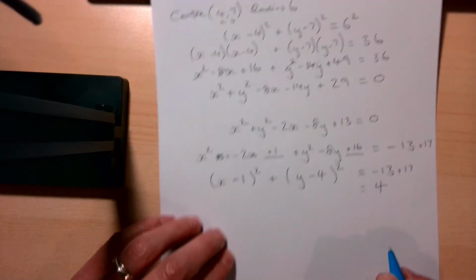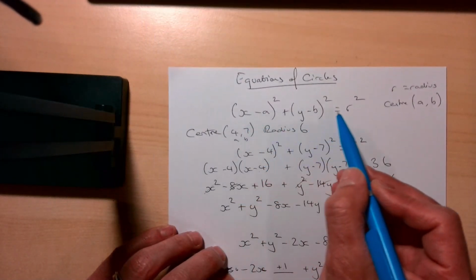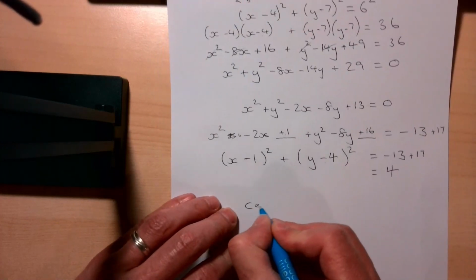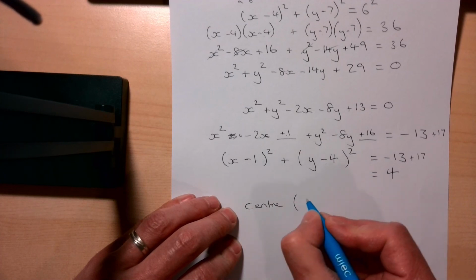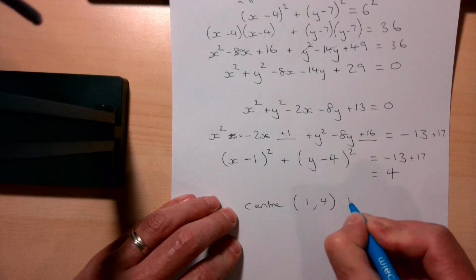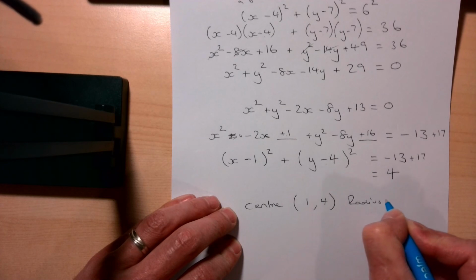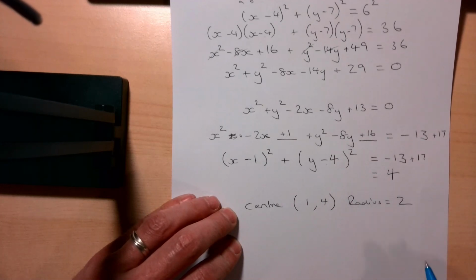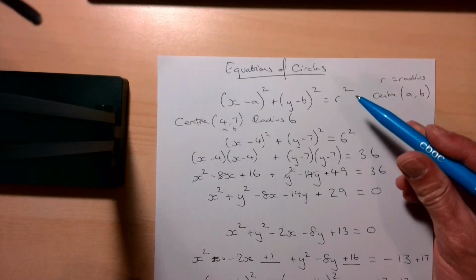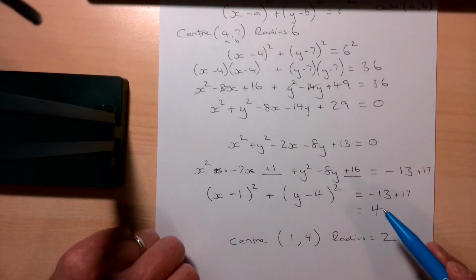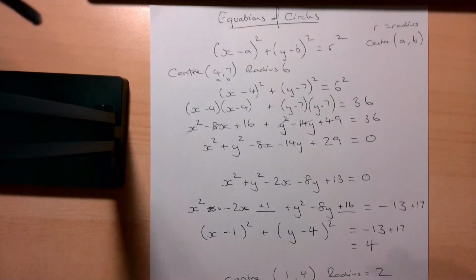Let's remember what our formula is there. So our centre is at 1, 4, and the radius is 2, because remember that constant there is r squared, and that's 2 squared. There you go, equations of circles.